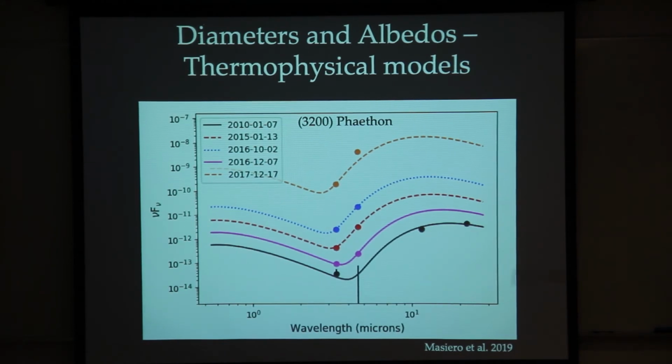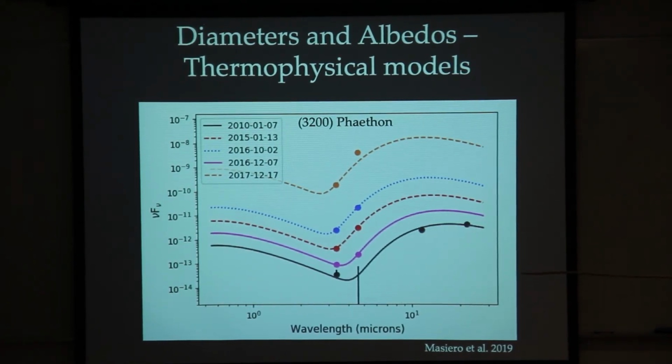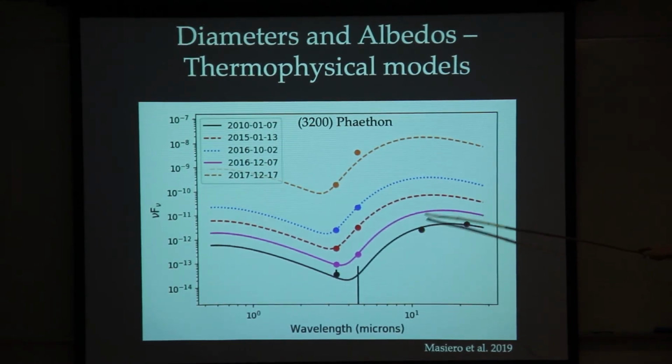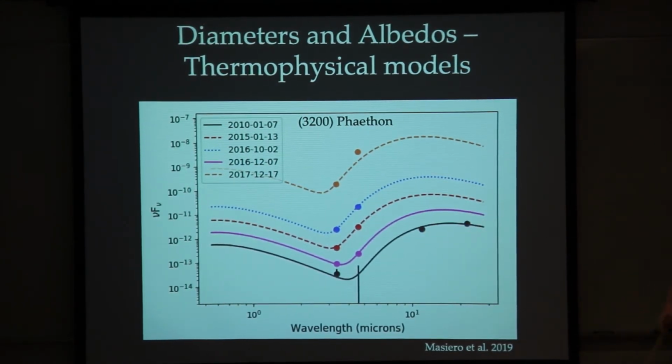This was 5 epochs of data that we got for it with NEOWISE, including one that was in the 4-band phase and 4 that were in the 2-band phase. And this allows us to put stronger constraints on our diameter than we would be able to with Needham alone.